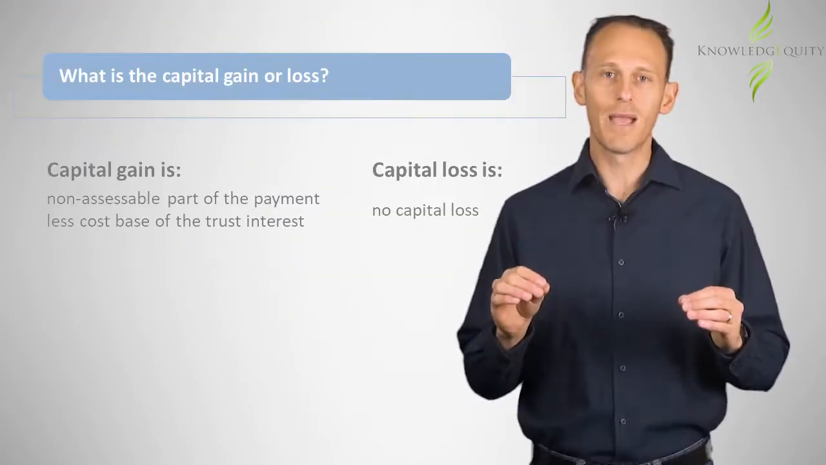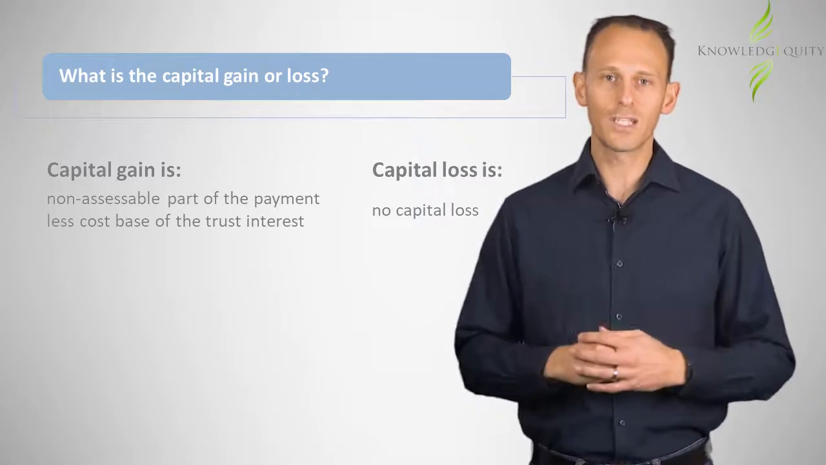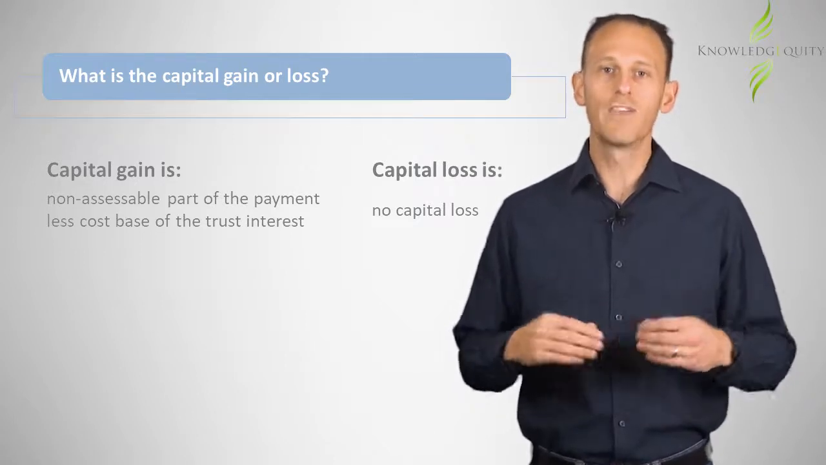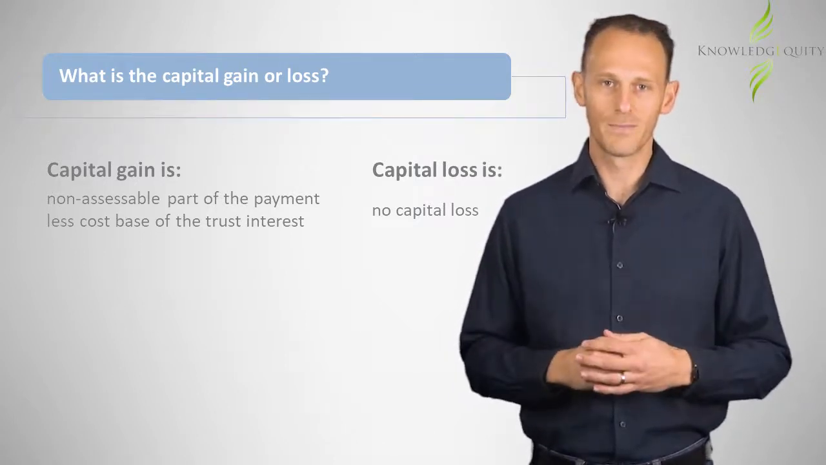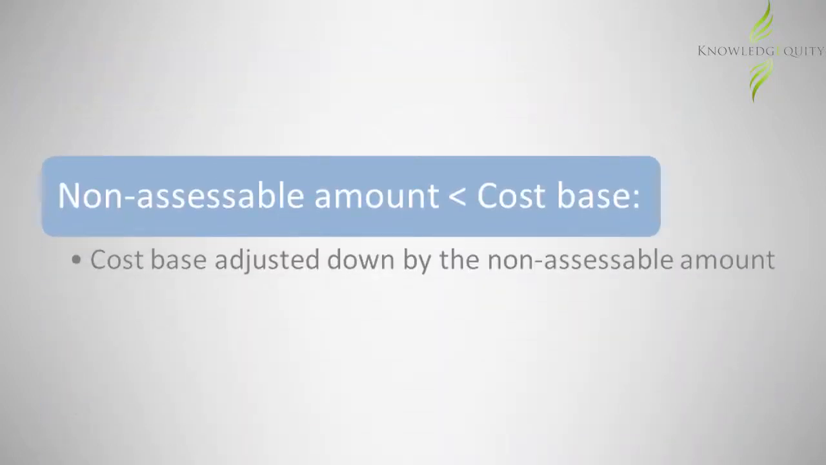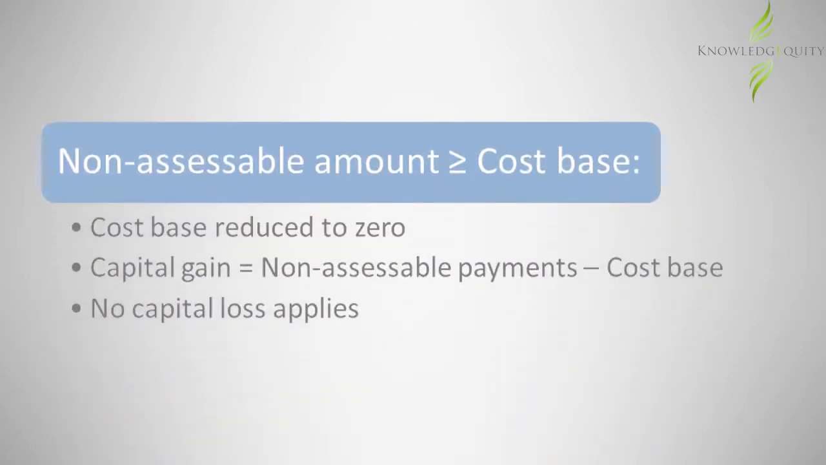The non-assessable amount is first subtracted from the cost base and reduced cost base of the beneficiary's trust interest. If the non-assessable amount is less than the cost base and reduced cost base, then the only outcome is a reduction in the cost bases by that payment amount. However, if the non-assessable amount is equal to or greater than the cost bases, then the cost bases are reduced to 0, and any surplus is a capital gain.